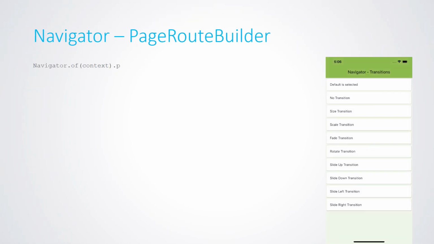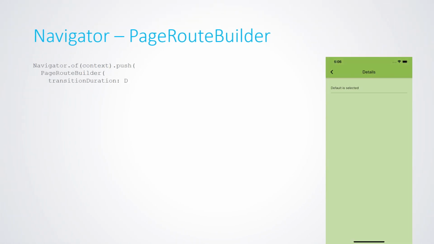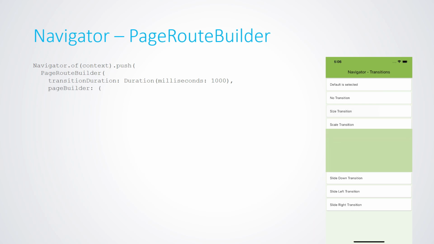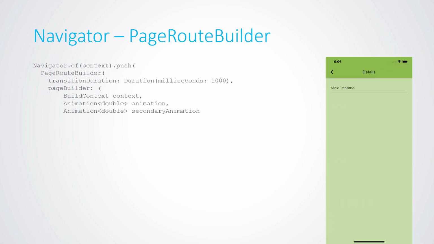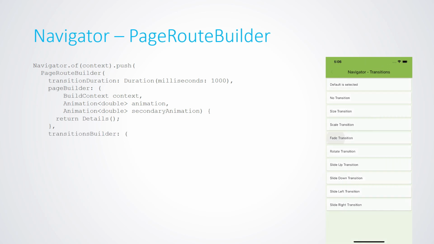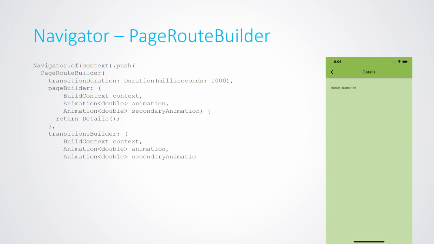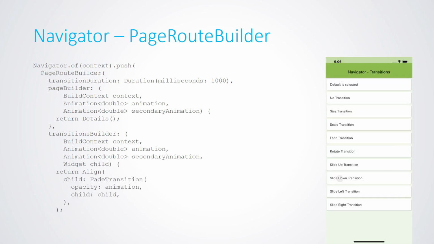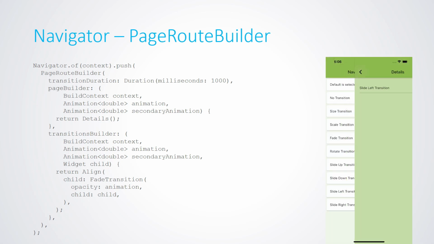The PageRoute Builder class is used to create custom route transitions. PageRoute Builder provides an animation object. This animation can be used with tween and curve objects to customize the transition animation. You need to define a page builder function to create the route's content and define the transition builder function to add transition animation.